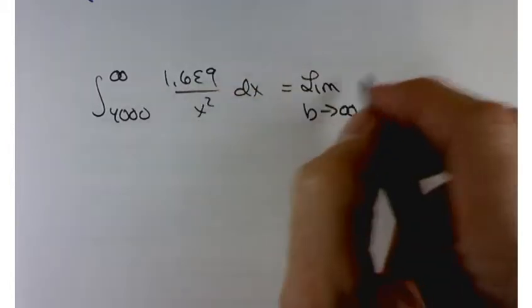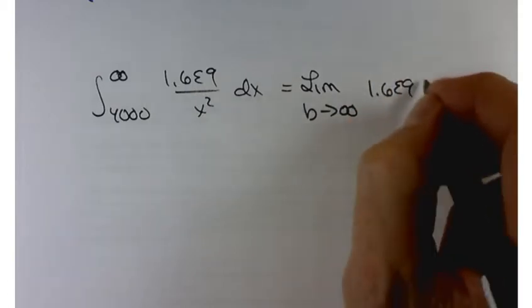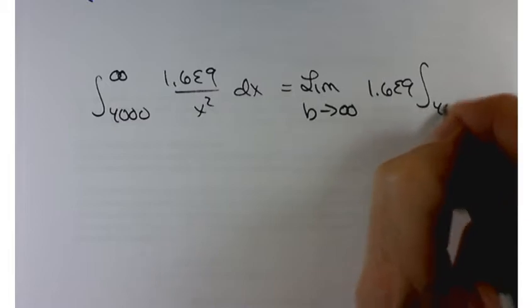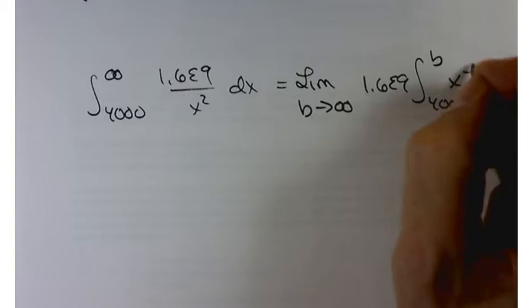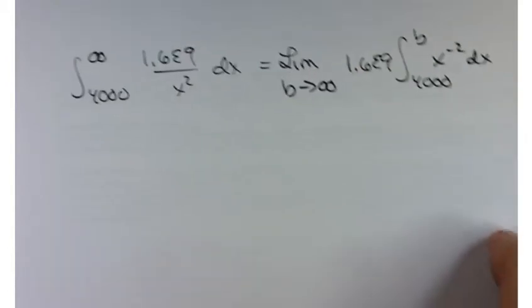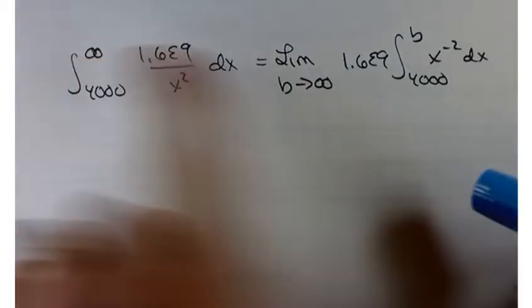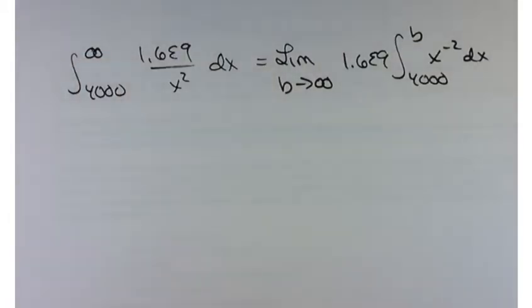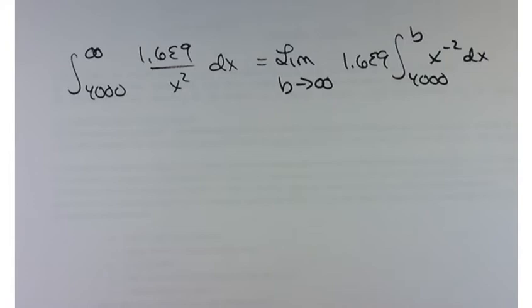And let's take the constant out. So that'd be 1.6 times 10 to the 9th, the integral from 4,000 to b of x to the negative second dx. So what I did, I replaced that infinite limit with a variable, and that variable is going to go up to infinity. And I'm going to work it like this. Now, a lot of the rest of our work is going to seem the same, and it will be. It's just that when we're all done with our antiderivative, stuff like that, we're going to have to apply the limit.